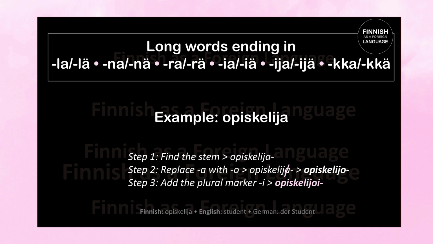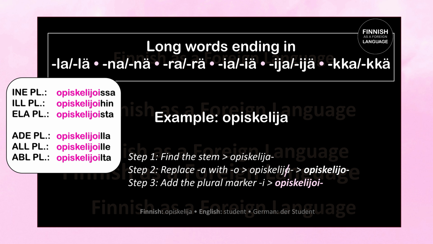And then in the third step, we add again the plural marker i. So that means we have opiskelijo plus i changes to opiskelijoi. This is our plural stem. Now, again, let's add the case endings. Inessive plural is opiskelijoissa, illative plural opiskelijoihin, elative plural opiskelijoista, adessive plural is opiskelijoilla, allative plural is opiskelijoille, and ablative plural is opiskelijoilta. Now, here's one important thing to mention.